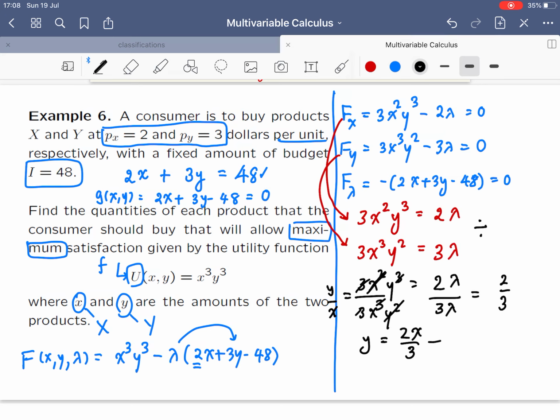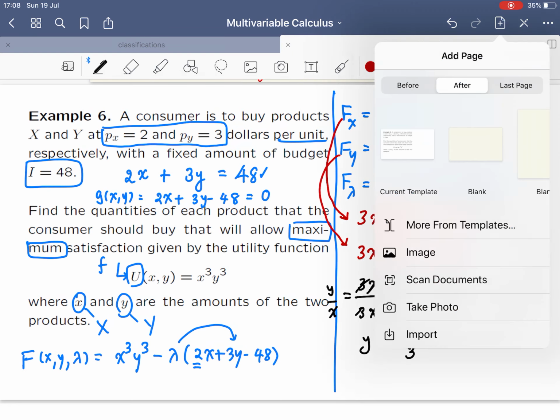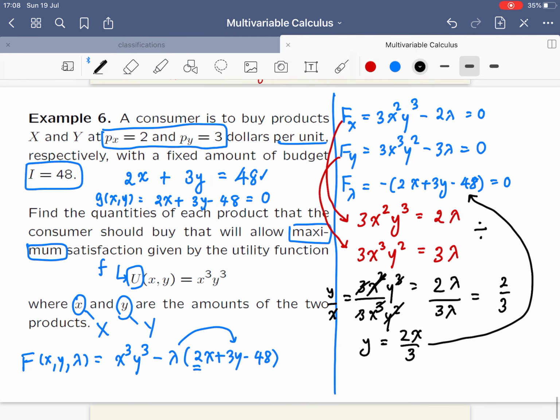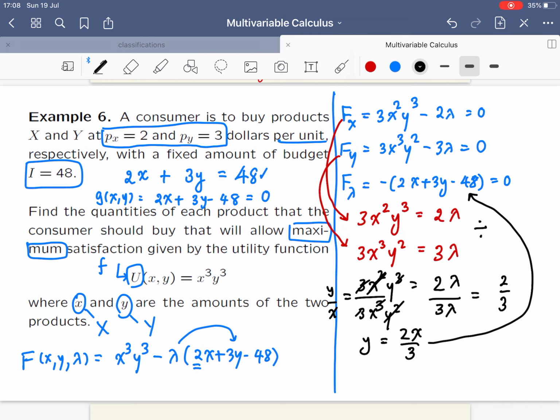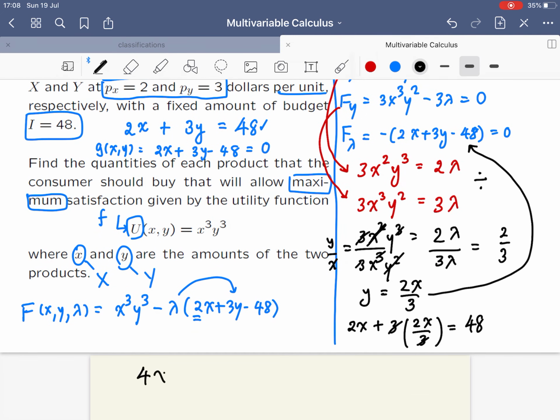Can you solve for x and y further? Of course, we can go back to the constraint, because it contains only x and y. So you have 2x, and instead of 3y, you get 2x over 3, and then equals 48. So the 3 and the 3 cancel. You end up with 4x equals 48, or x is 12. As x equals 12, you can use this relation to get y to be 8.